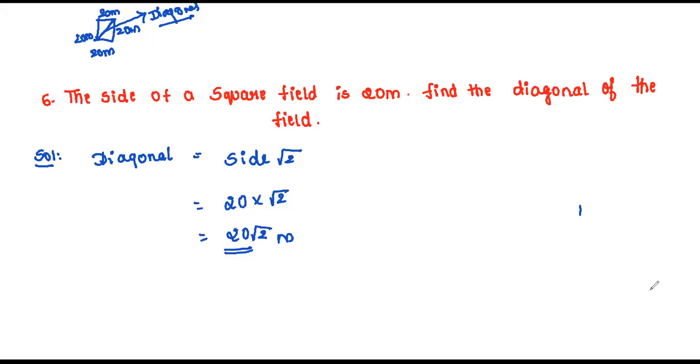What working do you want me to show? There is no working in this problem, Raksha. Here the formula is side into square root of 2, and there is no working part in that. You will just put the multiplication sign. So 20 into square root of 2 is nothing but 20 square root of 2. That's all.